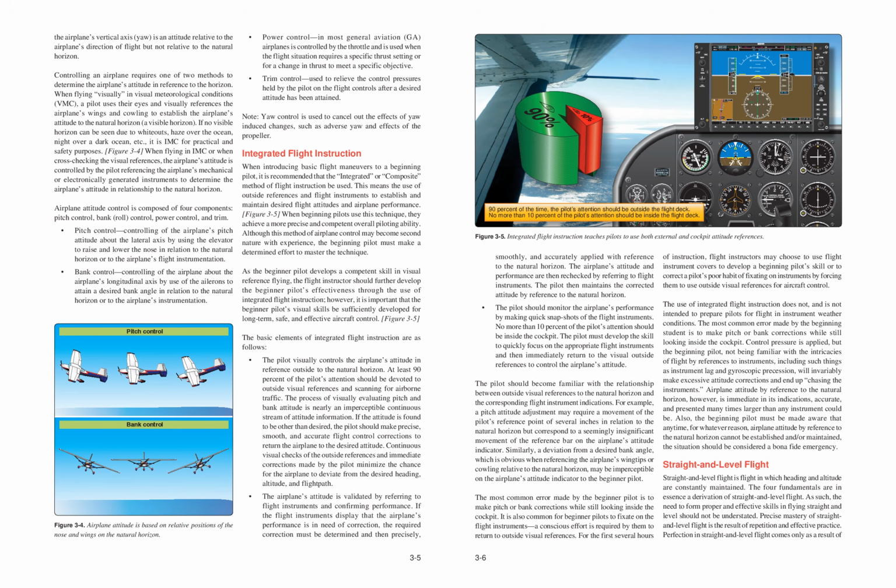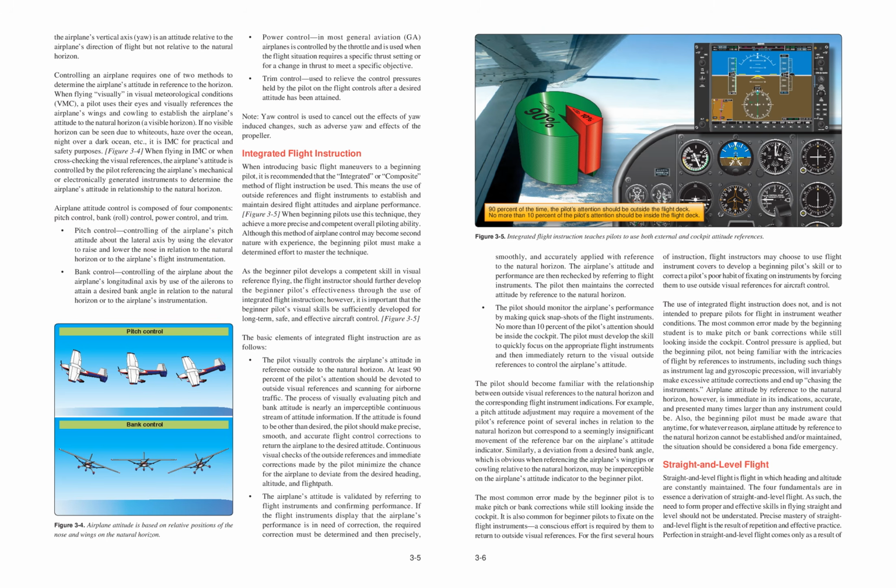smoothly and accurately with reference to the natural horizon. The airplane's attitude and performance are then rechecked by referring to flight instruments. The pilot then maintains the corrected attitude by reference to the natural horizon. The pilot should monitor the airplane's performance by making quick snapshots of the flight instruments. No more than 10% of the pilot's attention should be inside the cockpit. The pilot must develop the skill to quickly focus on the appropriate flight instruments and then immediately return to the visual outside references to control the airplane's attitude.